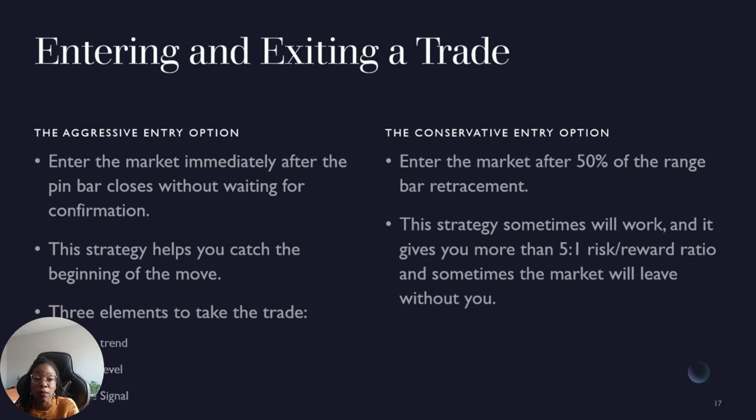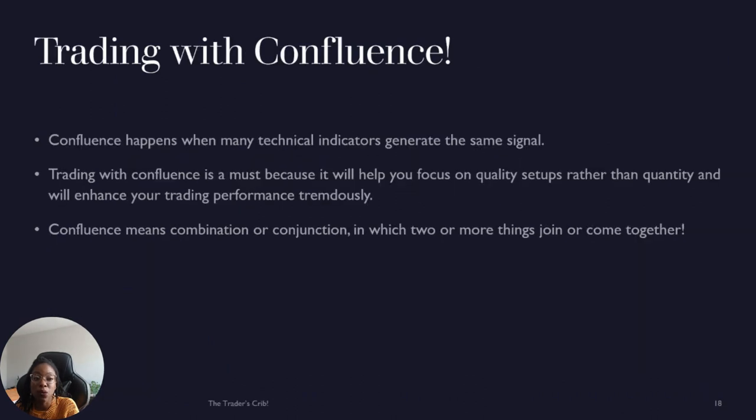A conservative option is to enter the market after a 50% retracement of the range of the bar. This strategy sometimes will work and gives you more than a 5-to-1 risk to reward ratio, and sometimes the market will leave without you. So sometimes when waiting for confirmation before entering the trade, price can start moving upwards, say in a bullish situation, very quickly after the pin bar occurs. If that's the case, I do not recommend chasing price to enter the trade.